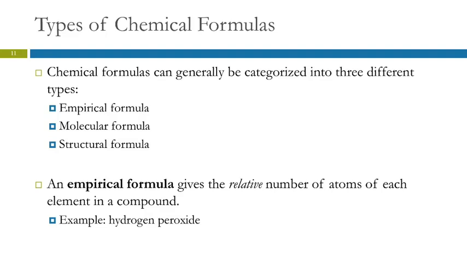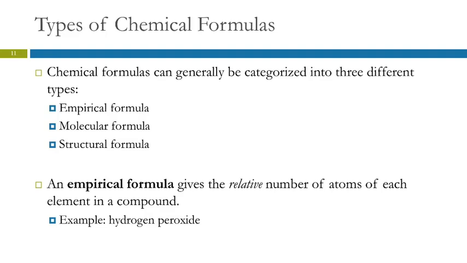We can write different kinds of chemical formulas: empirical formulas, molecular formulas, and structural formulas, and they give us different sorts of information. An empirical formula, empirical means from experiment, just gives us relative numbers of atoms. It doesn't tell us how many atoms are actually in a molecule, it just gives us the lowest ratio.